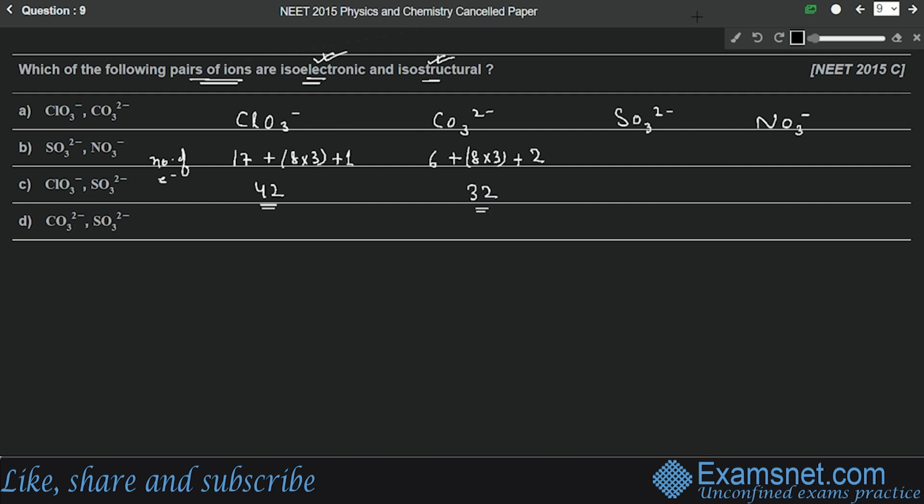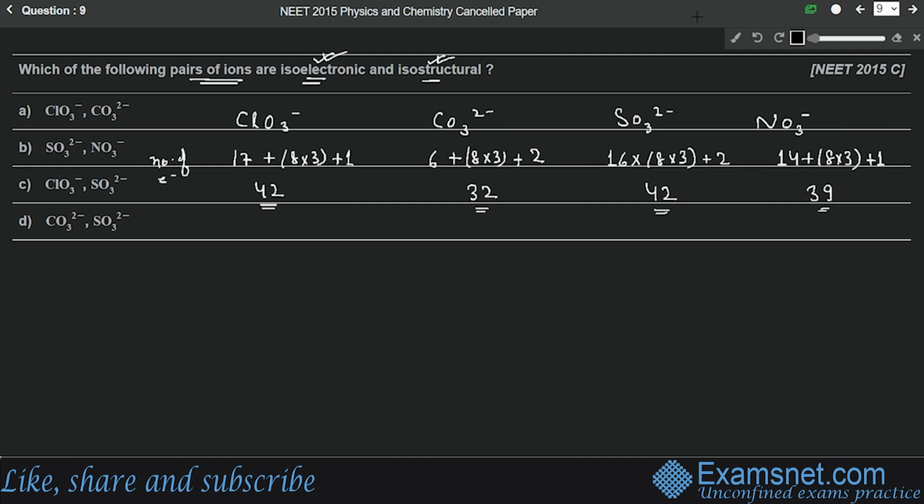Then for SO3 2 minus, it will be 16 for sulfur, then 3 oxygens, so 8 into 3, and 2 more electrons added, so plus 2. So total number of electrons will be 42. And in the last one, NO3 minus, it will be 14 for nitrogen plus 8 into 3 because 3 oxygens, and 1 more is added, so plus 1. So total number of electrons here will be 39.